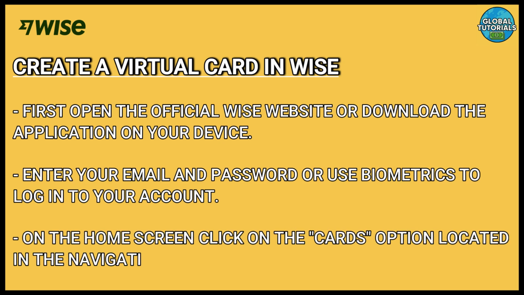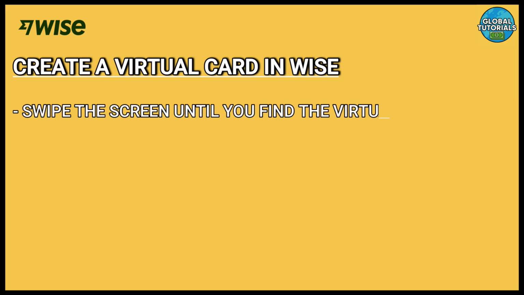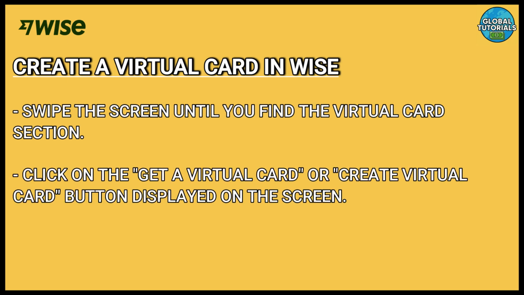On the home screen, click on the Cards option located in the navigation menu. Swipe the screen until you find the Virtual Card section. Click on the Get a Virtual Card or Create Virtual Card button displayed on the screen.